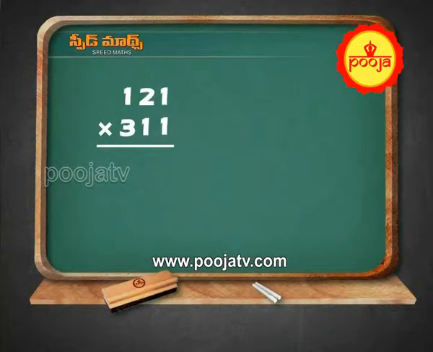First, 1 into 1 equal to 1. Next, cross multiply these two, 21 into 11. 2 into 1, 1, 1 into 1, 1. So, 2 plus 1, 3.